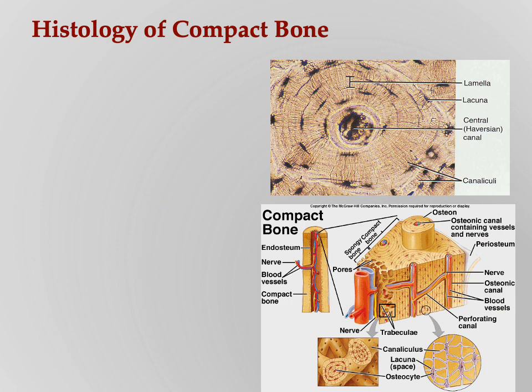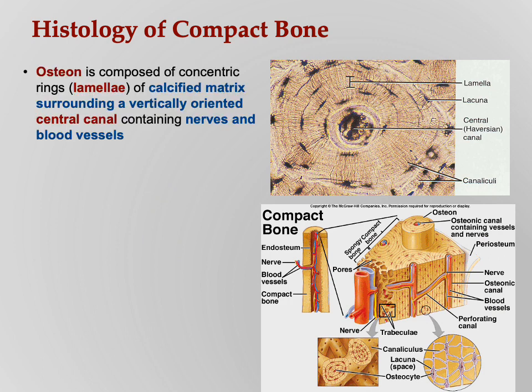Continuing then. Ooh, I talked over the transition. I'm never supposed to do that. Sorry. So the osteon is composed of concentric rings, all right? So each one of those rings is called a lamella. Plural is lamellae of calcified matrix.